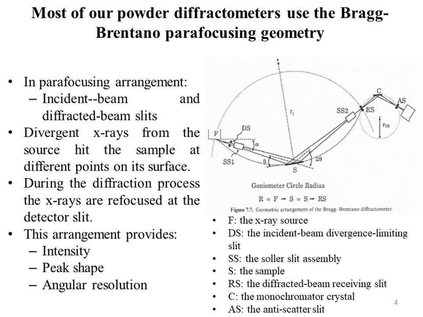This is the geometric arrangement of the Bragg-Brentano diffractometer. F is the X-ray source, DS the incident beam divergence limiting slit, SS1 and SS2 represent the solar slit assembly, and this is the sample, RS the diffracted beam receiving slit, C the monochromator crystal, and AS the anti-scattering slit.